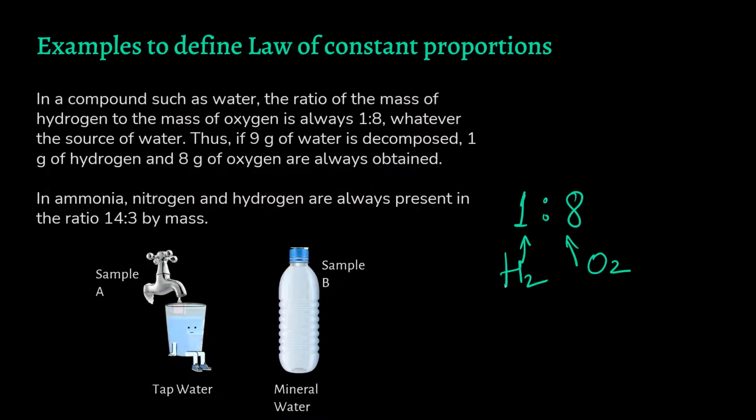So, we know that water exists as H2O. Two very important things that we can demonstrate: two atoms of hydrogen and one atom of oxygen combine to form one molecule of water. And to demonstrate the law of constant proportion, and that mass always remains the same, if we decompose 9 grams of water, we will obtain 1 gram of hydrogen and 8 grams of oxygen. In ammonia, similarly, the ratio is 14:3 by mass.